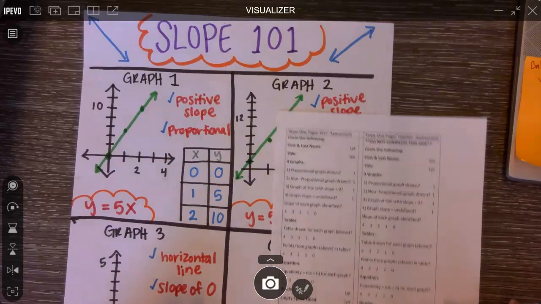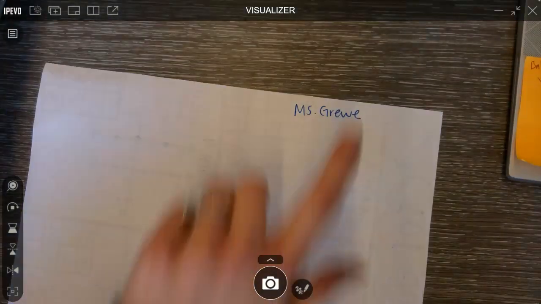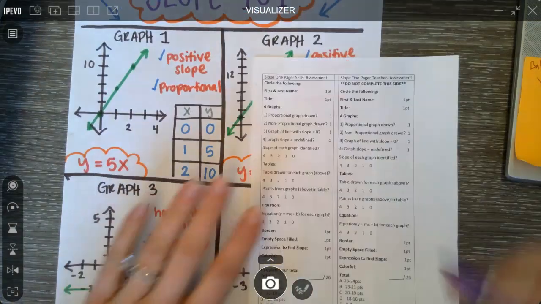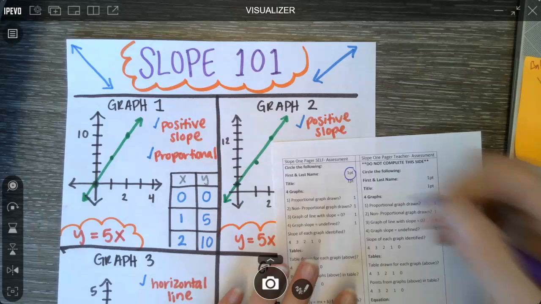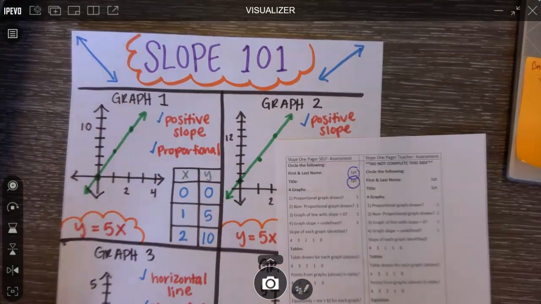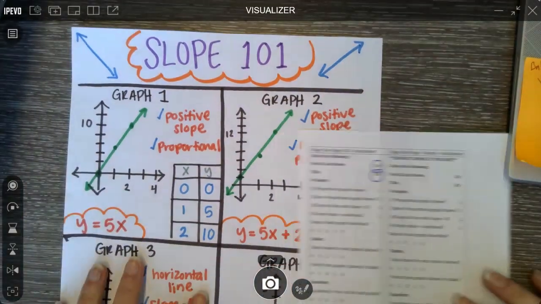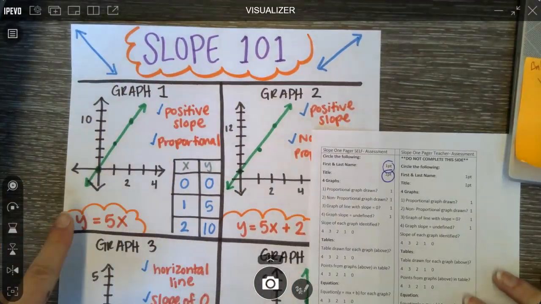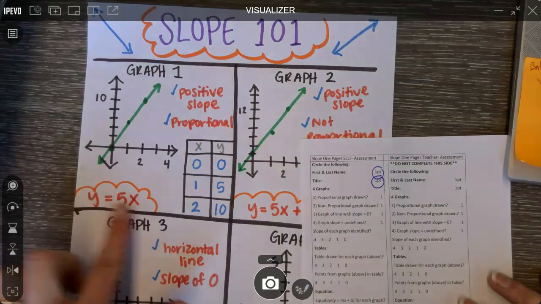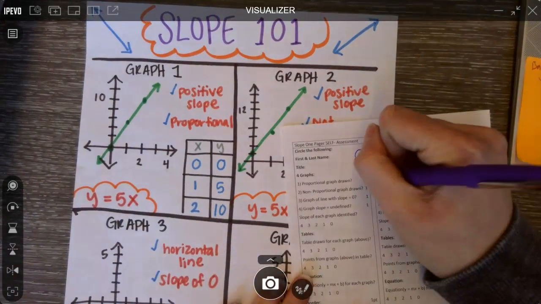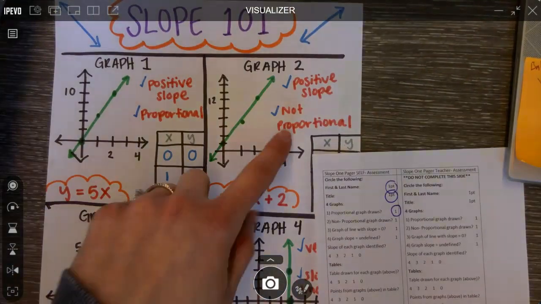So first and last name. On the back says Miss Gru. Beautiful. 1 point. Title, Slope 101. Perfect. 1 point. Proportional graph drawn. Proportional goes through 0, 0. I see 0, 0. The graph, or the equation is proportional. Yep. Not proportional. Right here.